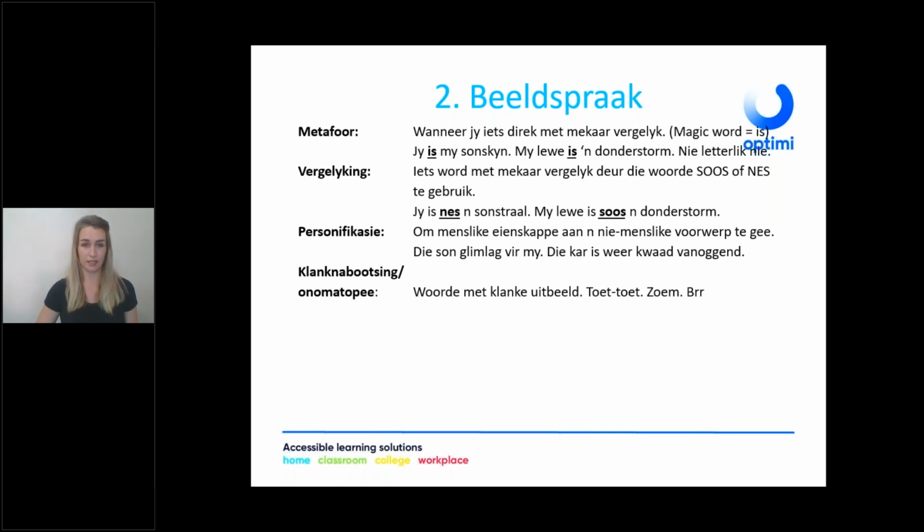Klanknabootsing of onomatopoeia. That is when you use sounds instead of words. Okay. That is when you say something like toot toot or zoom or brr for when it's cold.